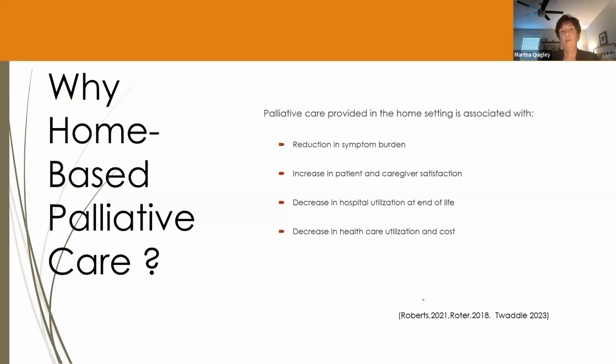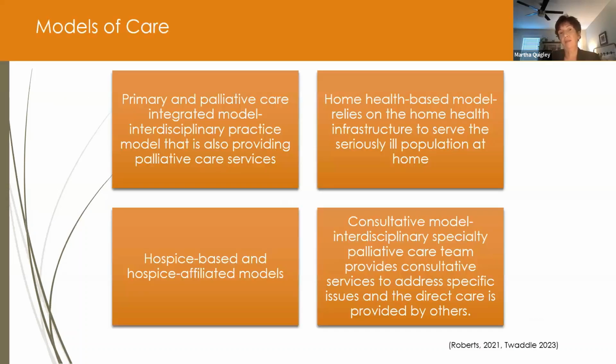So it really helps to support the palliative care and hospice industry, as well as helps the patient and family. So models of care for home-based palliative care include the primary palliative care integrated model. This is the most robust model.